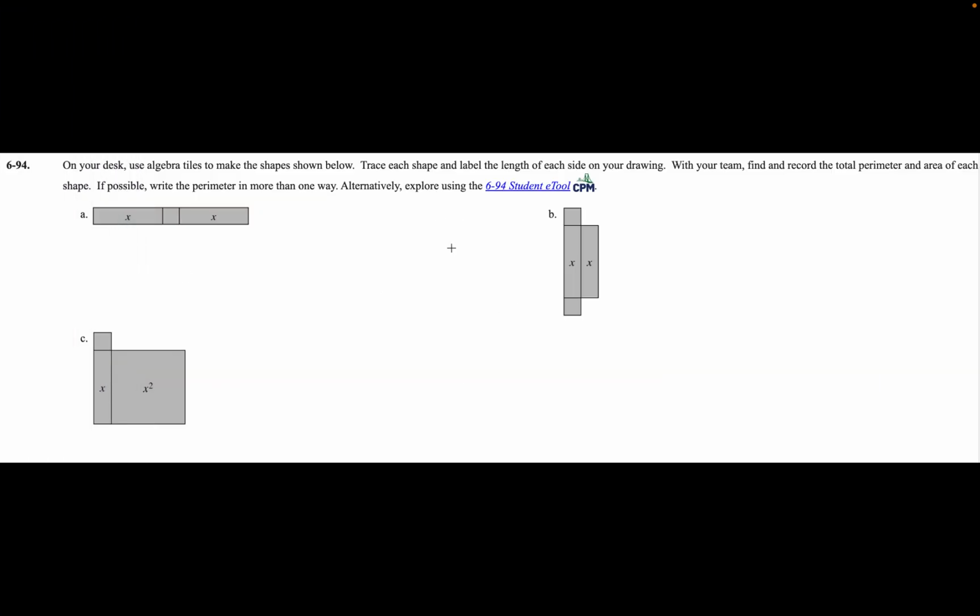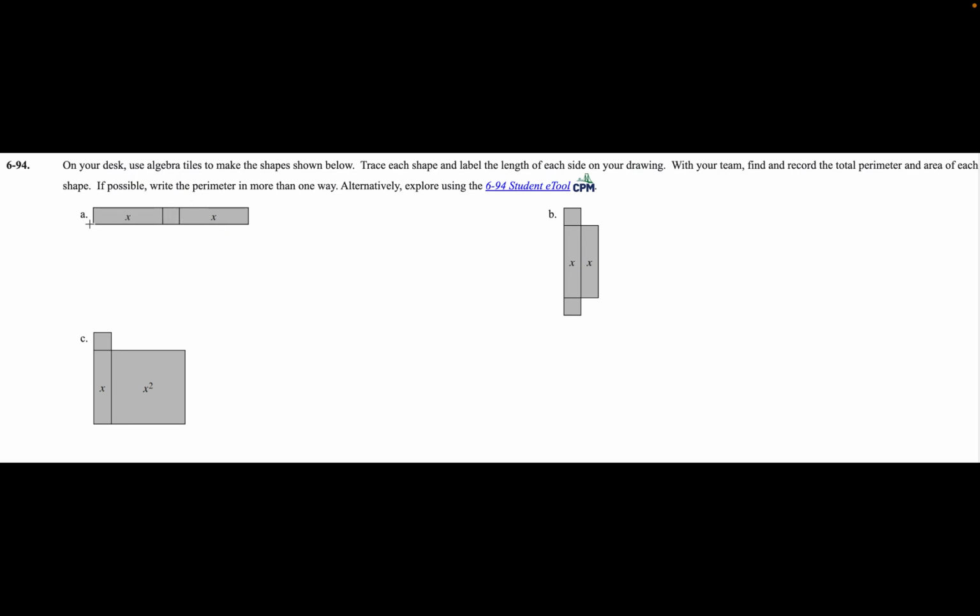Trace each shape, label each side length, record the perimeter and area of each shape. Write the perimeter more than one way. Okay, so for A, I'll first say the area is 2x plus 1. We have 2 x's and we have 1. So you could say 2x plus 1 would be the expression for the area. Obviously, all the areas would be in units squared, but we don't know what those are. So just 2x plus 1 is fine.